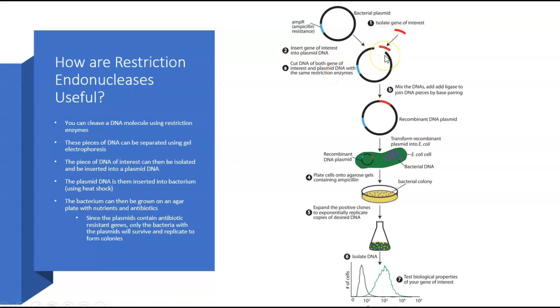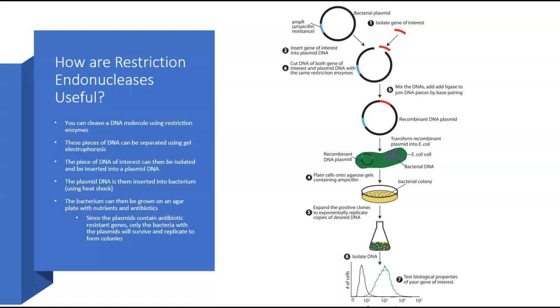These two pieces of DNA will come together with base pairing and also with the use of ligase. And what you're going to end up with here is a recombinant DNA plasmid. Next, you're going to have these bacteria and the plasmid placed together in a test tube. And what's going to happen is that heat shock is going to be applied to this test tube. Now, some of the bacterium will take up the plasmid and some won't.